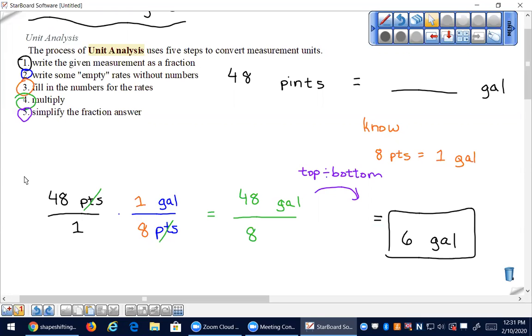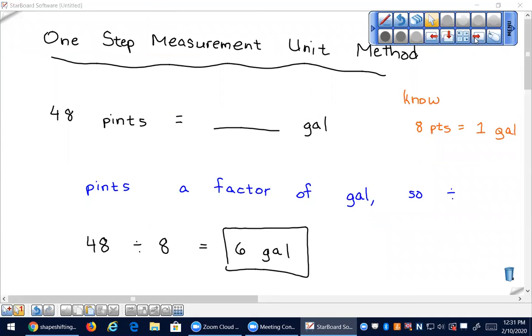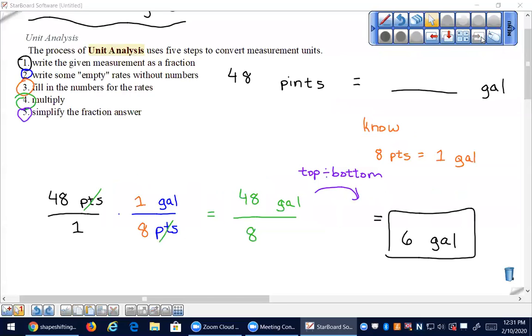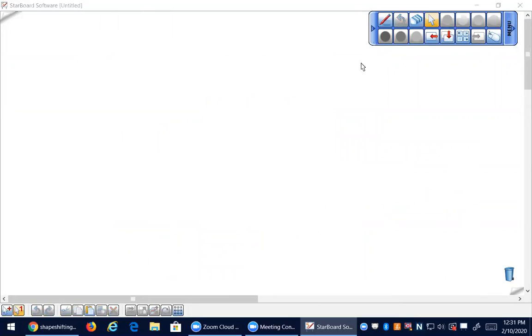The other problem was, here we go, 5 gallons is how many pints? That's not going to have enough room. I will just write that.